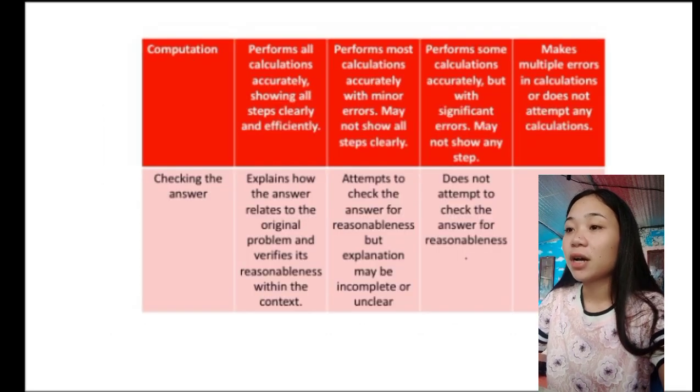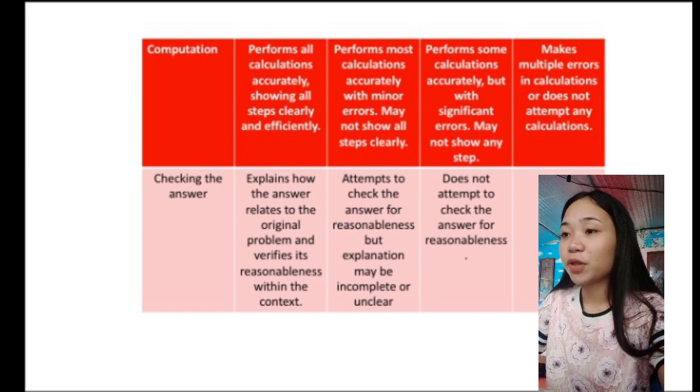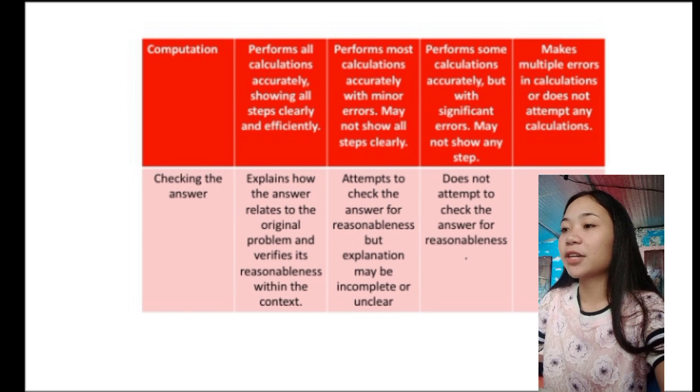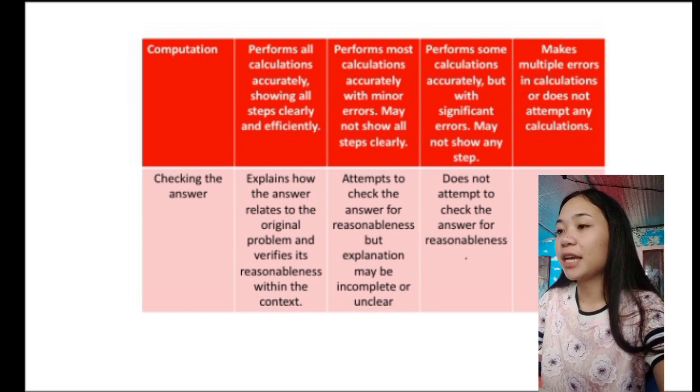Next criteria, the computation. They will get 4 if they perform all calculations accurately, showing all steps clearly and efficiently. They will get 3 if they perform most calculations accurately with minor errors, and may not show all steps clearly. They will get 2 if they perform some calculations accurately but with significant errors, and may not show any steps, and 1 if they make multiple errors in calculation or do not attempt any calculations.